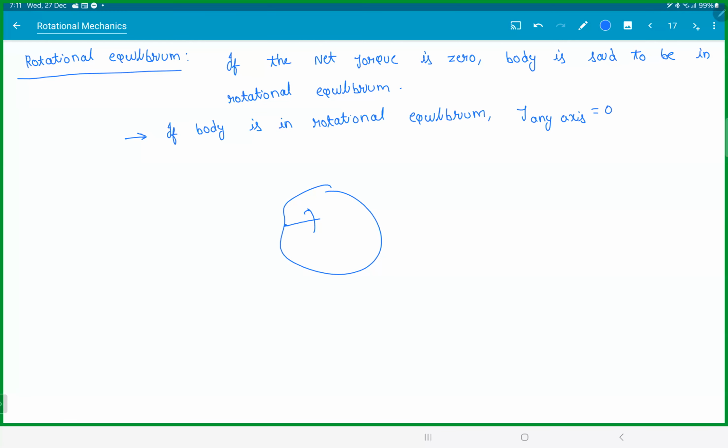So if I say body is in rotational equilibrium, it doesn't matter. You take any axis, torque will be 0. Fair enough? So that is important. So in rotational equilibrium, you need not ask me about which axis. Second thing is couple. Couple is nothing but torque due to equal and opposite forces.